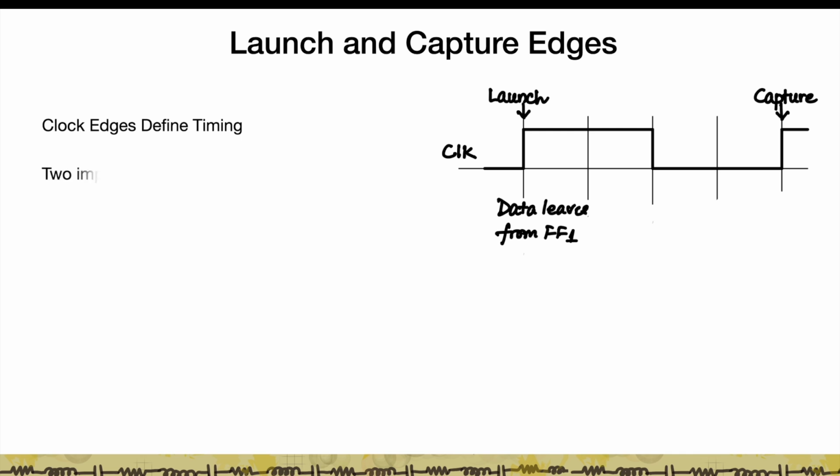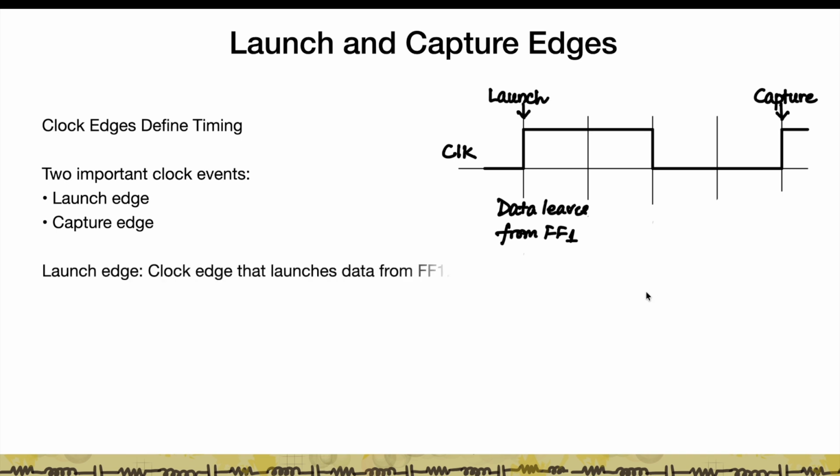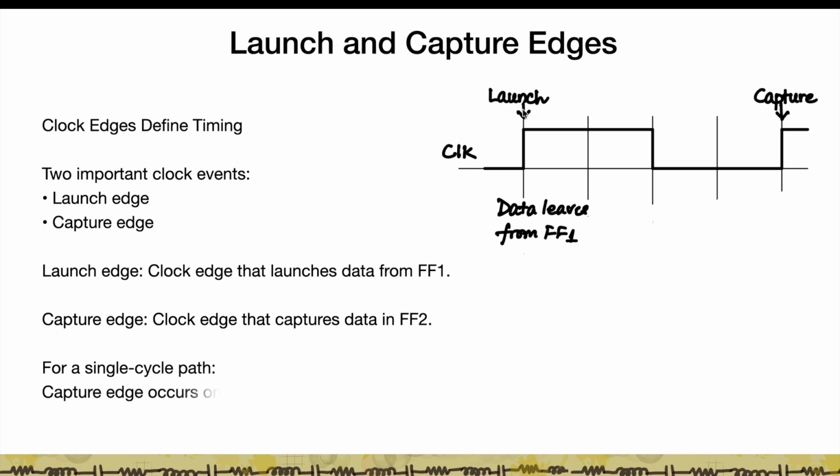Let's talk about what the clock is actually doing during all this. There are two clock events that define every timing path. The first one is the launch edge, the rising edge that triggers FF1 to update its output and push new data into the logic. The second is the capture edge, the next rising edge one clock period later that triggers FF2 to sample whatever's arrived at its input.